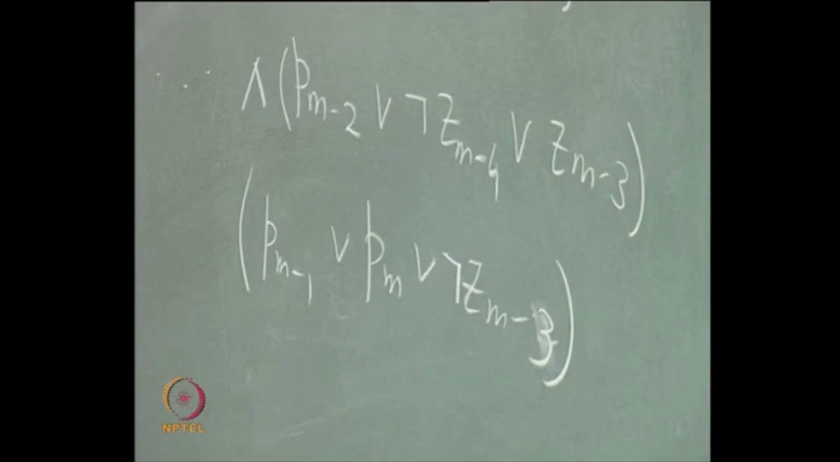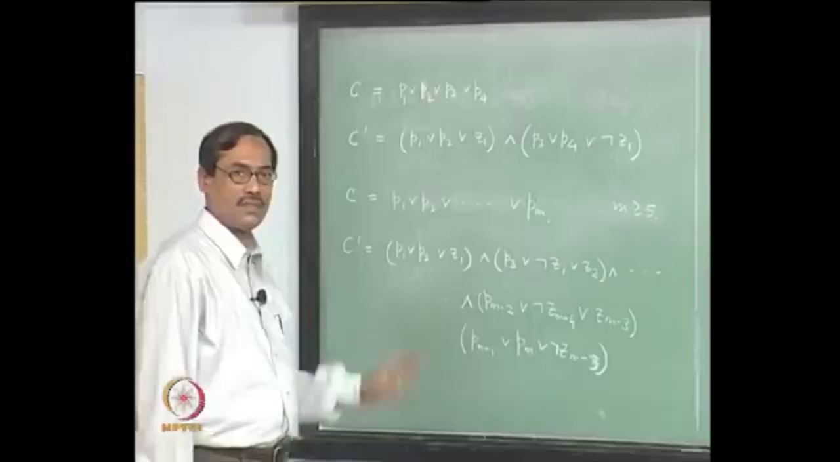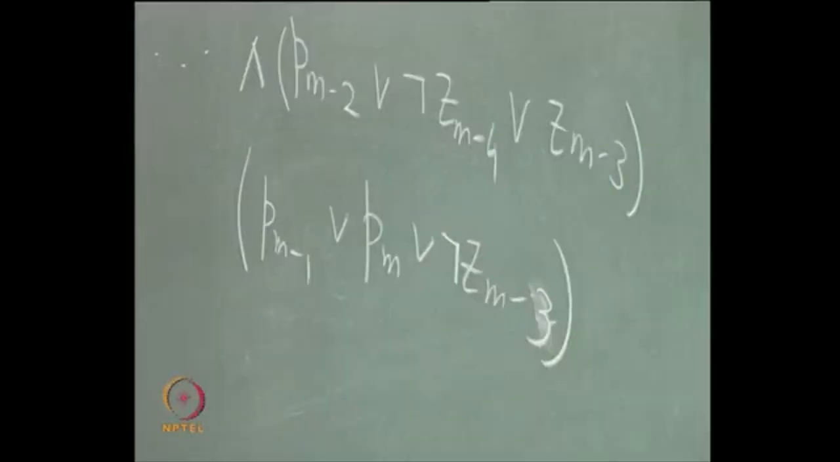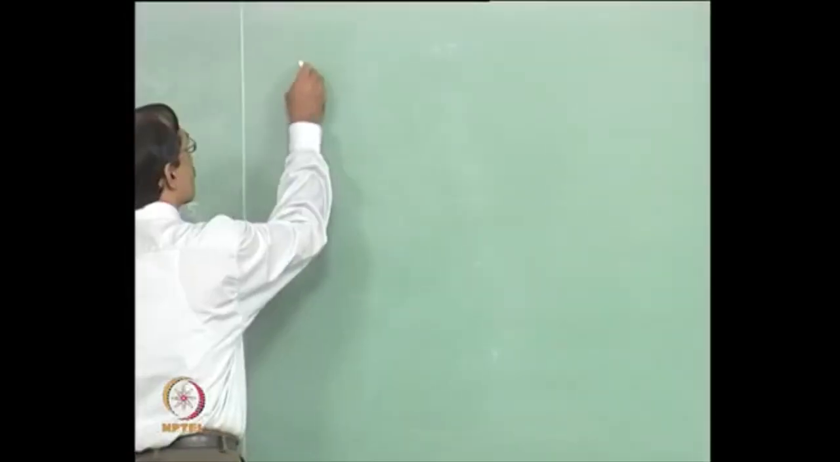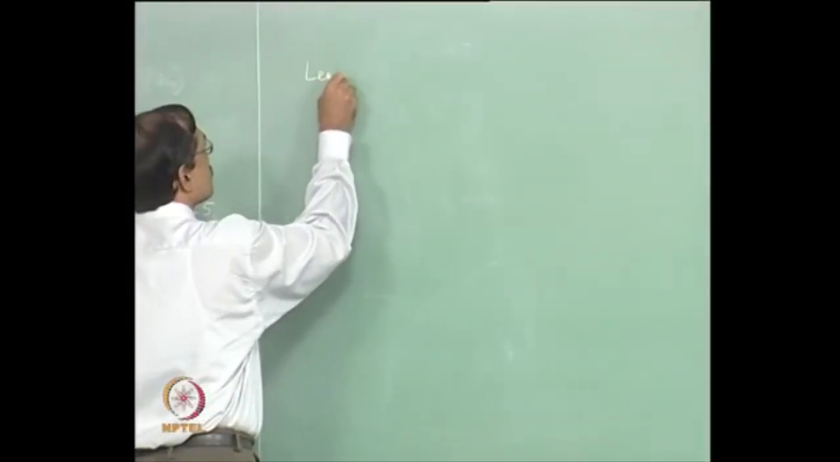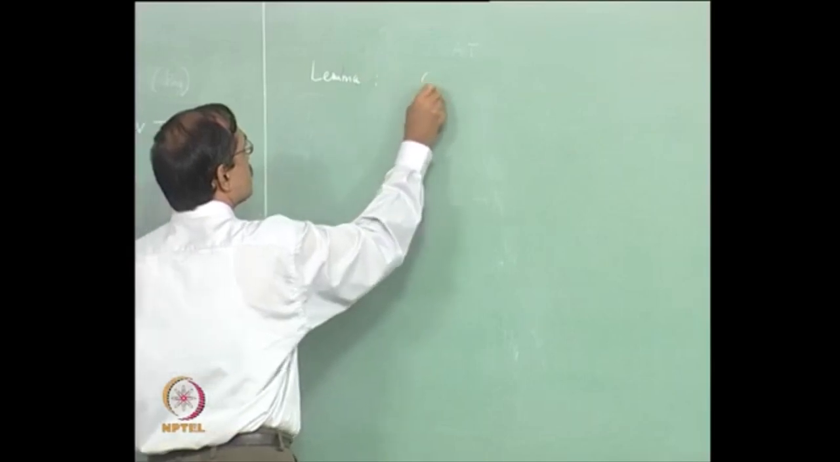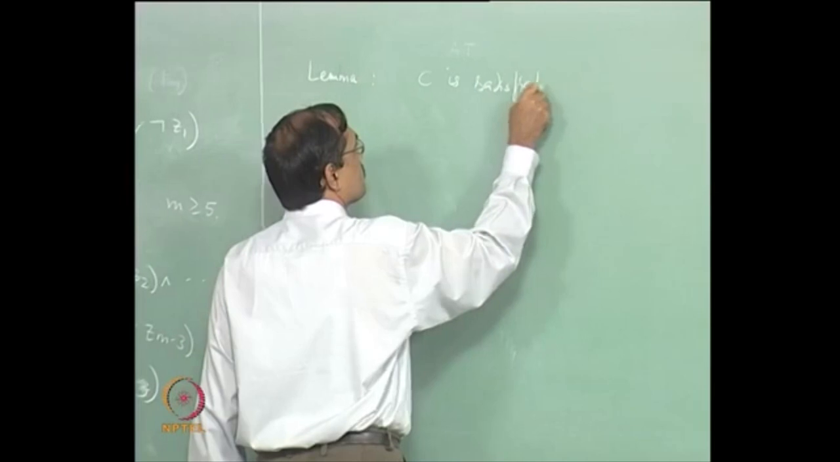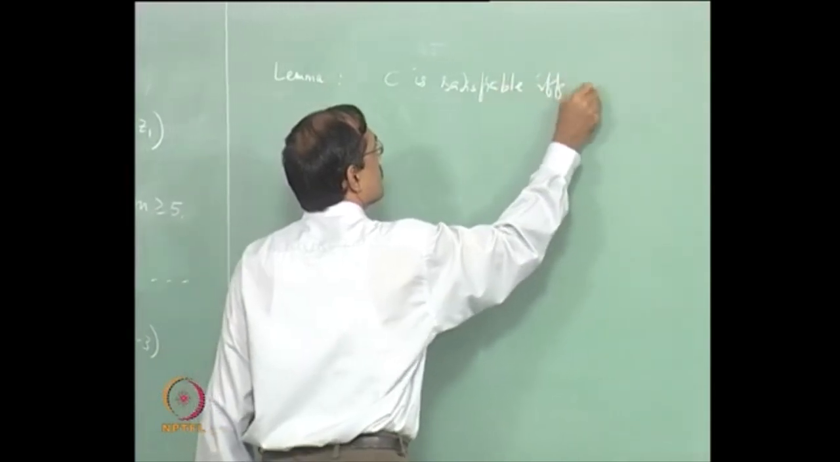Okay. Now, we should be able to prove that C is satisfiable if and only if C prime is satisfiable. So, let us try. So, we have this, C is satisfiable if and only if C prime is.